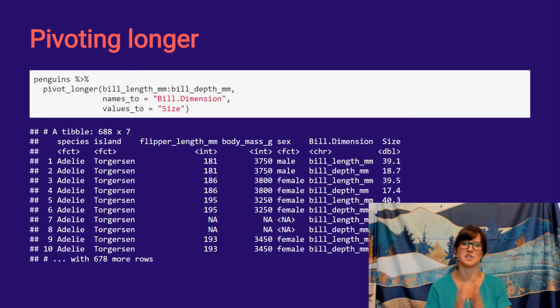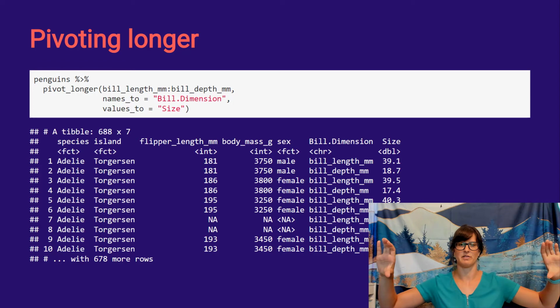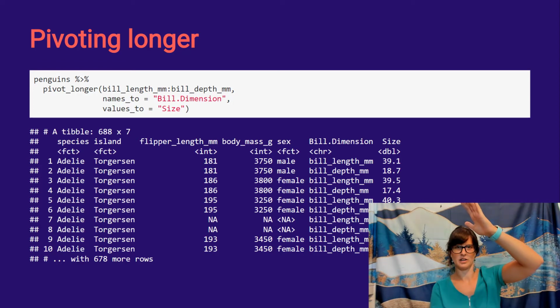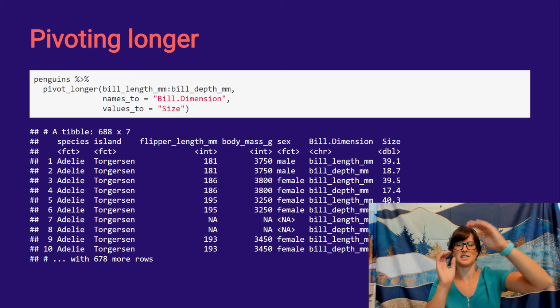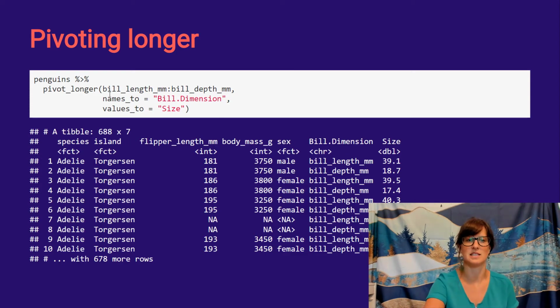So in this case, the function I want to use is called pivot longer. So I'm taking my data frame, which currently is wide. It has the dimensions of the bill as different variables. And I'm going to pivot that thing to be long, so that now I have each dimension listed with its corresponding size. So the original variables that I wanted to take from wide to long, we can see right here. Those were bill length and bill depth.